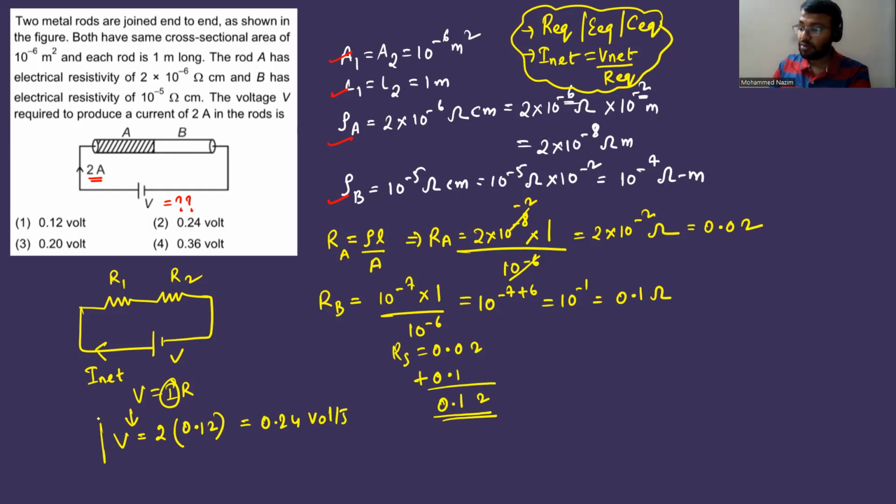So basically this problem is all about calculating the resistance in terms of the geometry that is given. Rho is given, L is given, A is given. But you have to be very careful that resistivity, everything should be in the SI unit. So centimeter I've converted into meter. 1 centimeter is 1/100th of a meter or 10 power minus 2 meter. So it is going to be 0.24 volt, and that is option number 2.